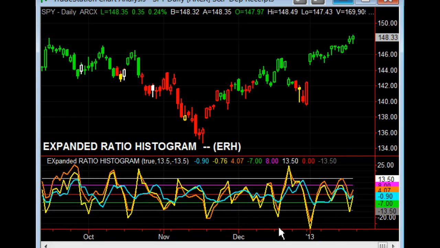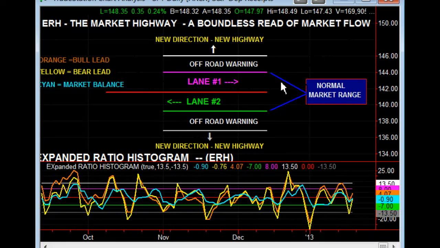In certain chaotic events, you can have a broad range of readings from the expanded ratio histogram. But what it's really designed to give us is trend, direction, strength, and also a little bit of volatility thrown into there. It's kind of a multifaceted mix.